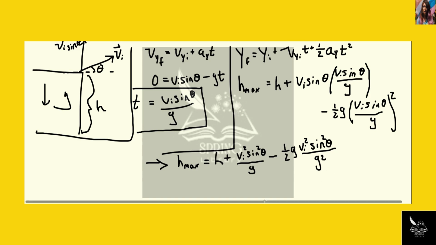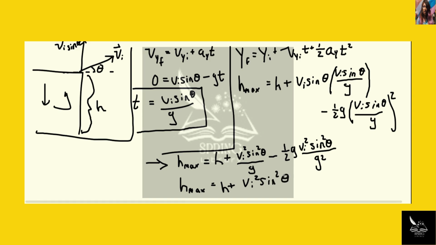We can clean this up a little more and make it look nicer. So we have h max equal to h plus, with all this stuff grouped together, Vi squared sine squared theta divided by 2g. And that right there is our expression that describes the maximum height.